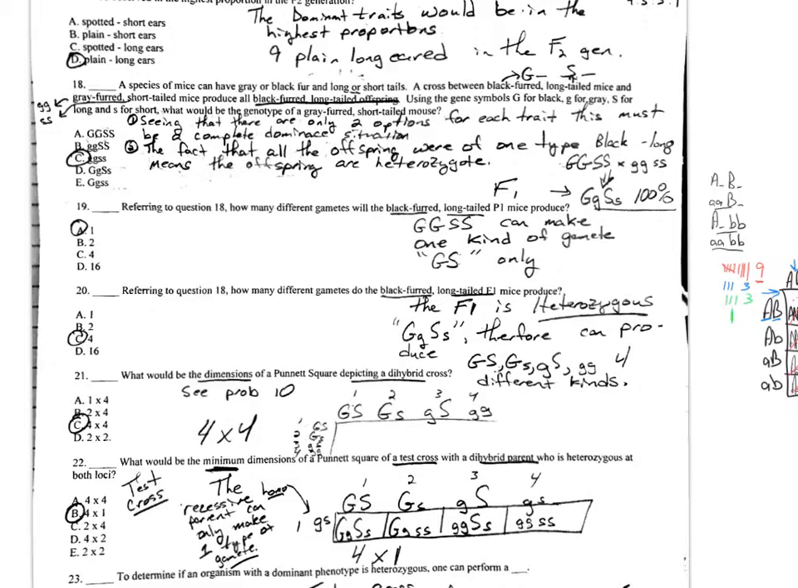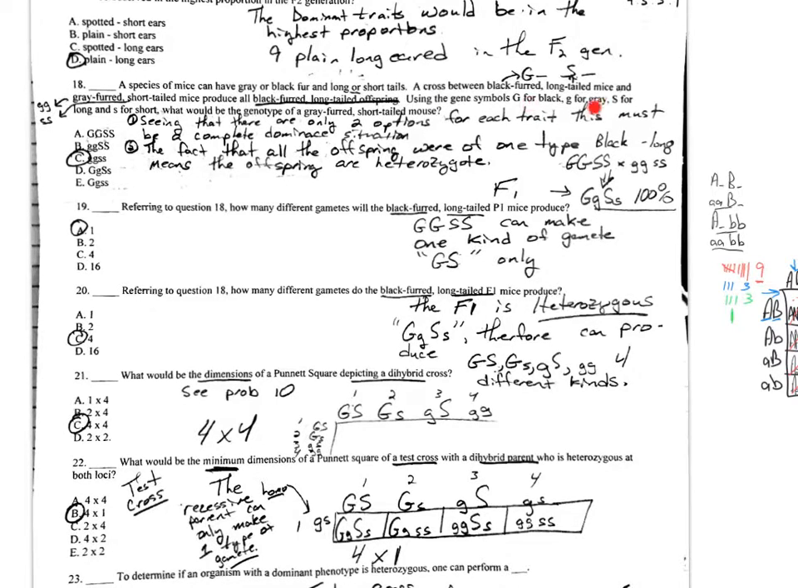Homozygous recessive. They're telling you big G is black, little g is gray. Big S is long, little s is short, meaning what? Big G is dominant, black is dominant, and long is dominant. So what does it tell you if you cross black-furred, long-tailed mice and gray-furred, short-tailed mice and produce all black-furred, long-tailed offspring? You're crossing 2 homozygotes, and then you're getting 100% heterozygotes. That's what you should see when you read that.